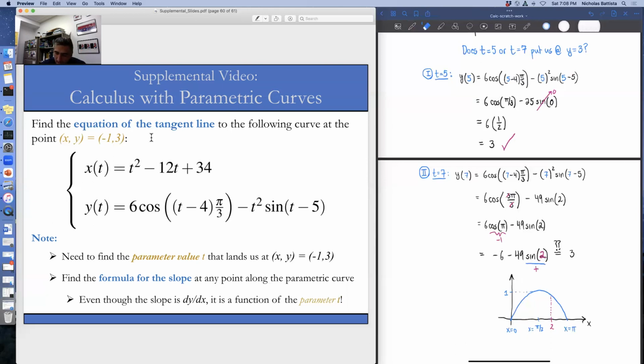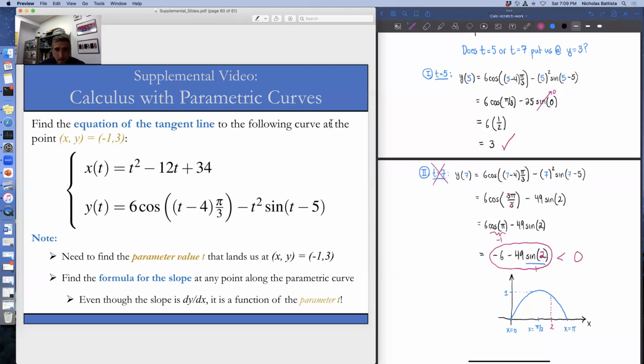Whatever that number is, what we can say about it is that this whole quantity is going to be some negative number. So there's no way it can equal 3, which means the t-value of t is 7 does not place us at the correct y-coordinate. So we wouldn't include that value. The only t-value that lands us at the correct xy point along that curve is t is 5.